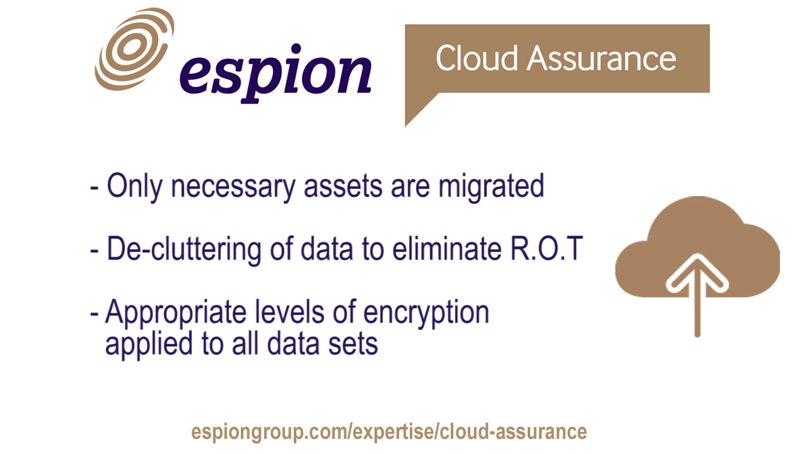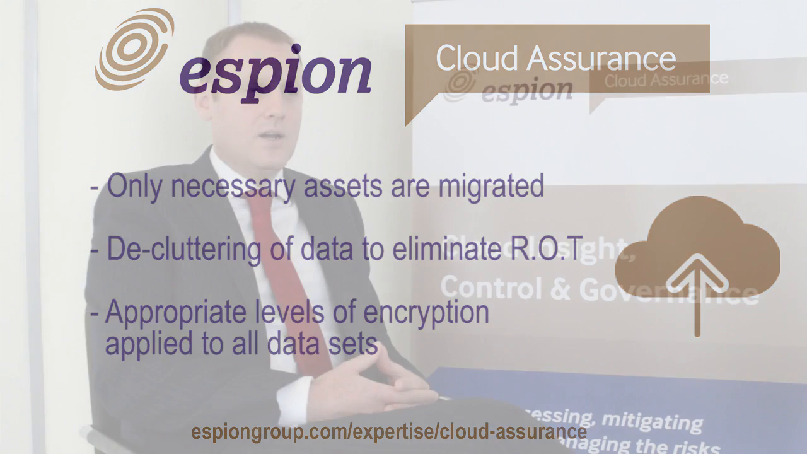In addition to removing ROT, which is redundant, obsolete, or trivial data, as a pre-migration step, we also help organizations to apply the correct levels of encryption of data at rest, in transit, and in operation in their new cloud environment. Through the combination of declutter and encryption, we help organizations to streamline and secure the cloud experience. By applying the correct security controls to meet the risk score of the asset, we ensure that the security of the asset at all stages of the migration and subsequent operation is to the highest levels.